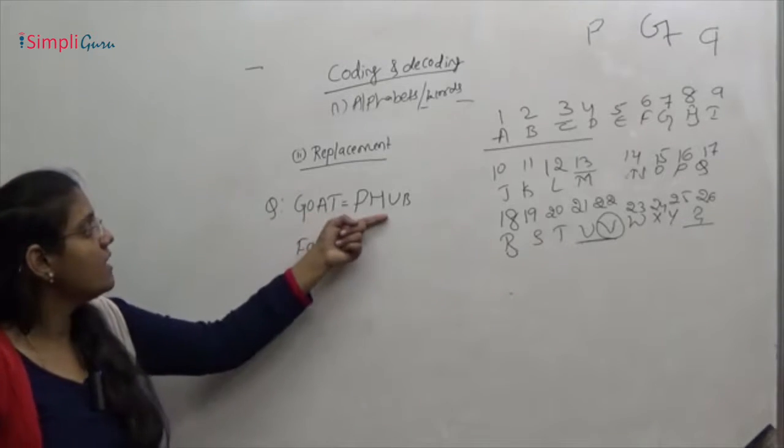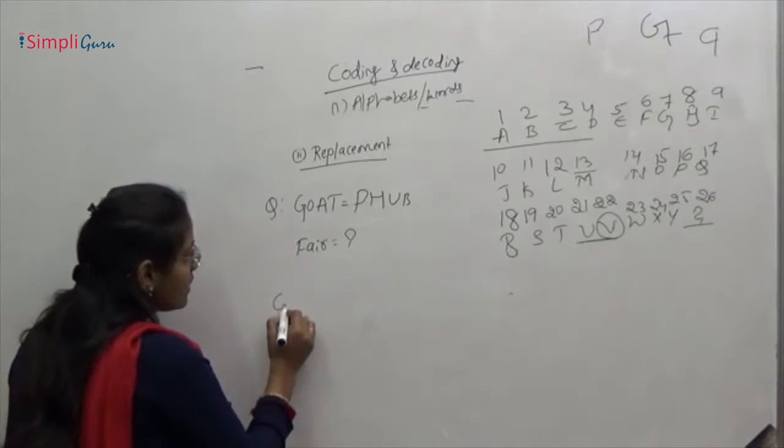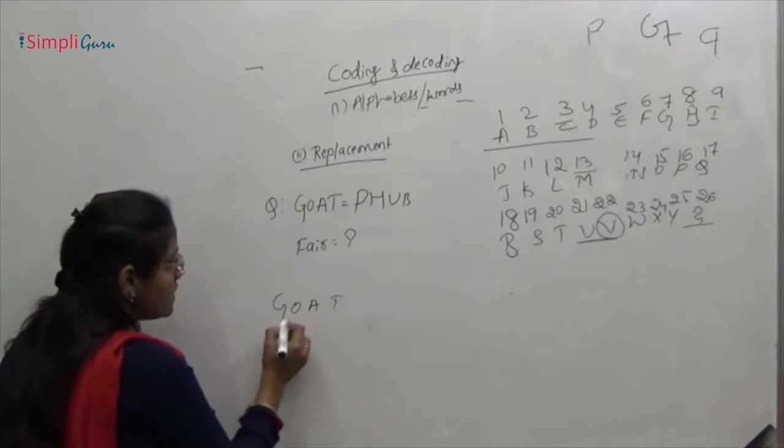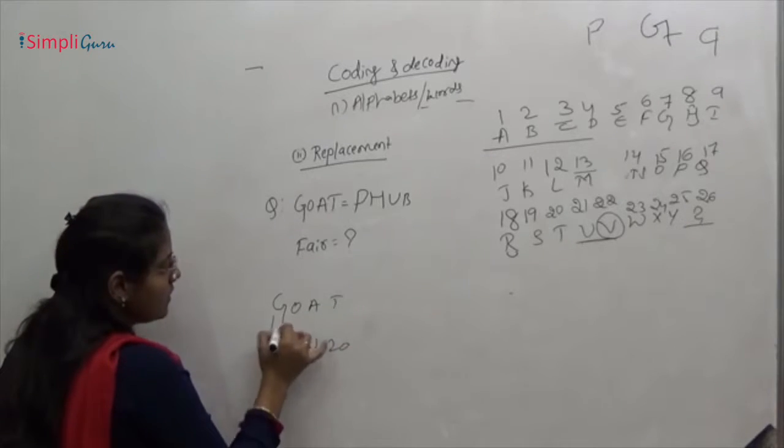See, GOAT and a PHUB. I am coding GOAT with PHUB. So now see, what is the code for the GOAT? G is 7, O is 15, A is 1, T is 20.